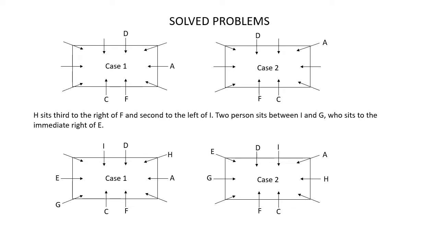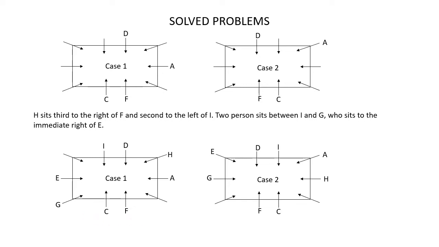So let's consider the positions to the right of I. Two persons sit between I and G. So 1, 2. So this has to be the position for G, so that two persons sit between I and G. It's also given that G sits to the immediate right of E. So this has to be the position for E, so that G can sit immediate right of E. So now the seating arrangement in case 1 looks like this.